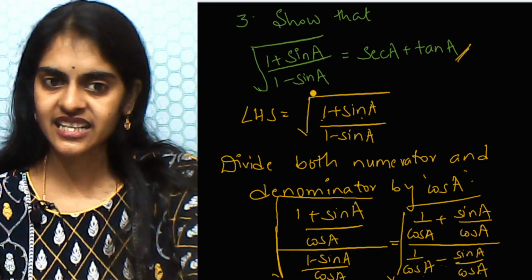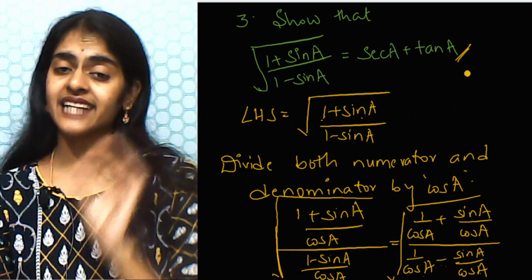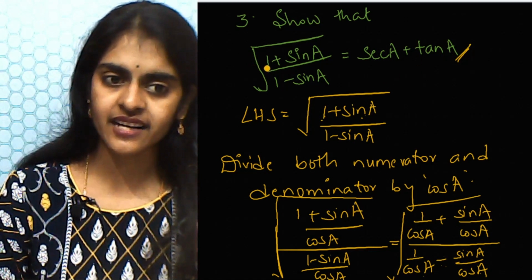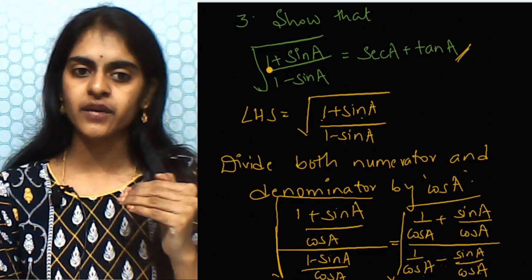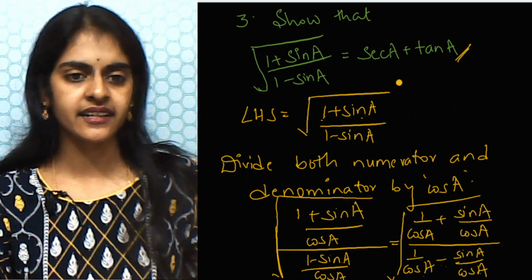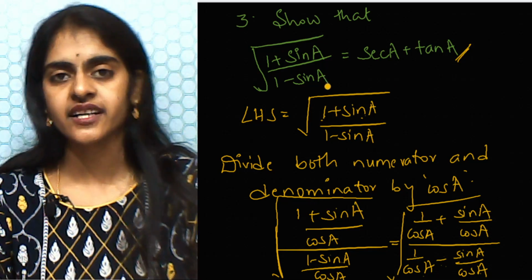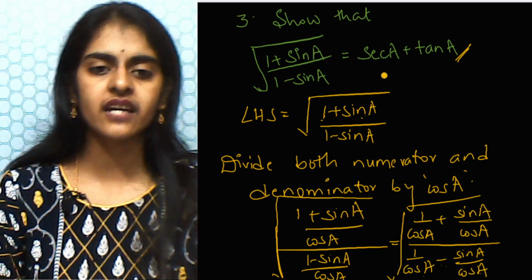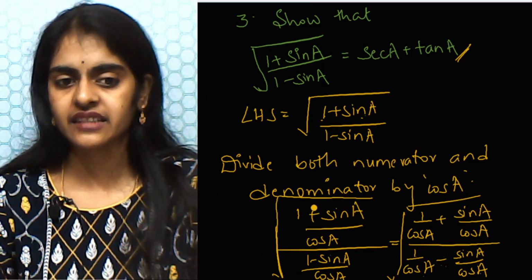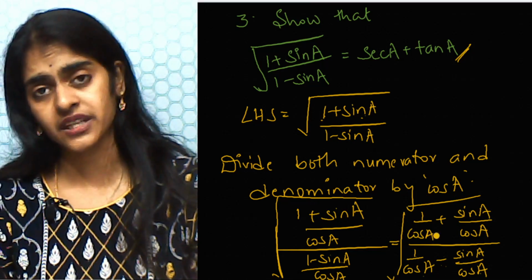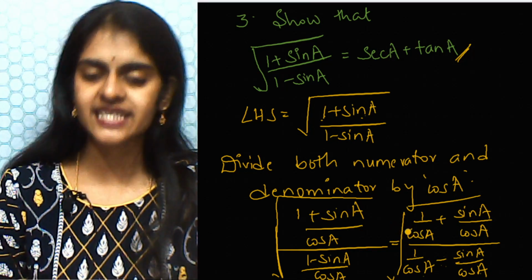So firstly take the LHS. Here in RHS you have secant A, tan A. So I have to think that you have 1. So 1 divided by cos will give you secant, and sine divided by cos will give you tan. So that is the reason I'm dividing both numerator and denominator by cos. So once I do this, take LCM.